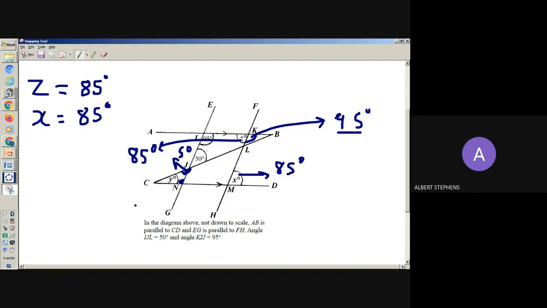Is it 85? What is this angle here? It's 85. So, 85, right. So we can find the other piece in here, don't we?